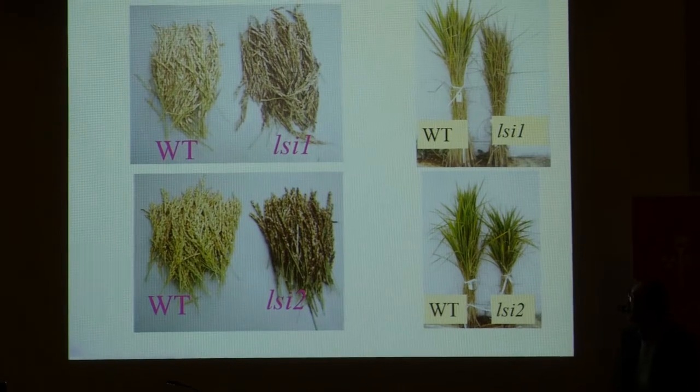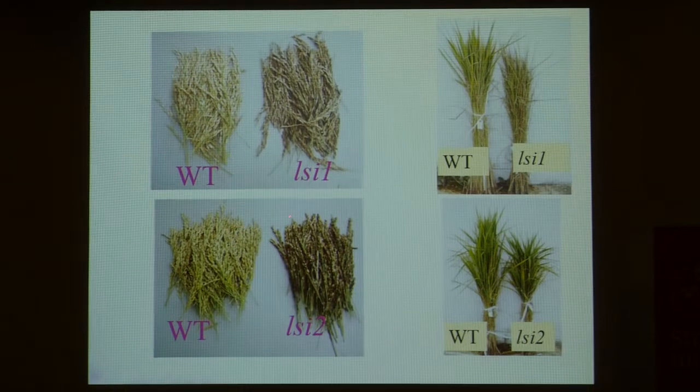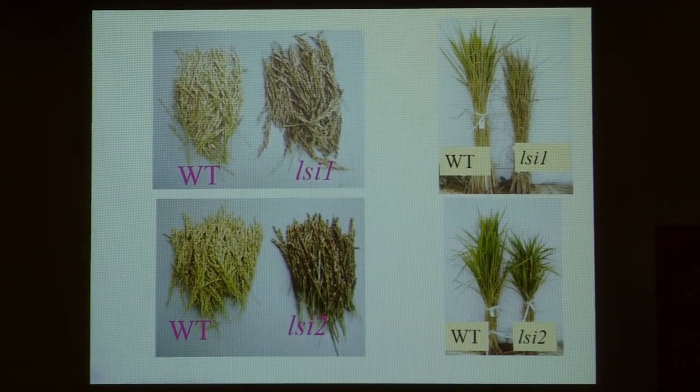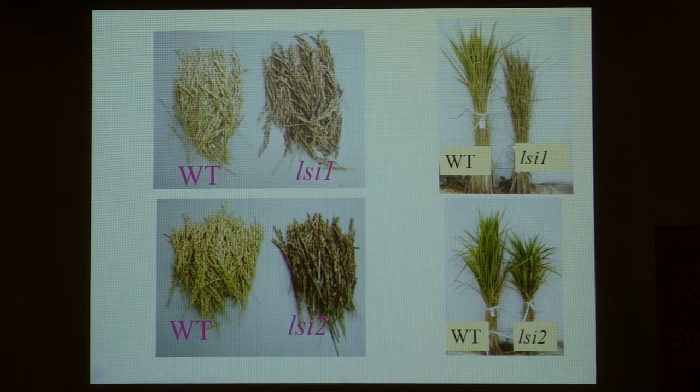If you knock out either Lsi1 or Lsi2, the growth of rice is seriously inhibited. Actually, you get a great loss of yield. The yield of the Lsi1 or Lsi2 mutant is only 10% of the wild type. So from this experiment, you can feel how important silicon is for rice production, because without silicon accumulation, you can only get 10% of the yield of the wild type.